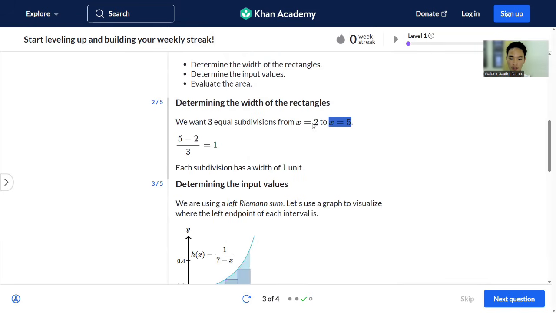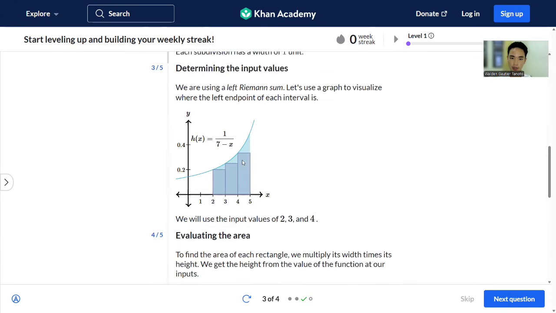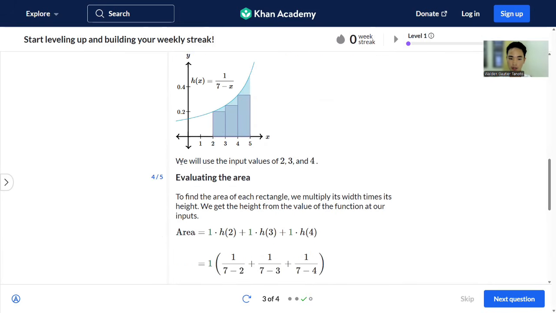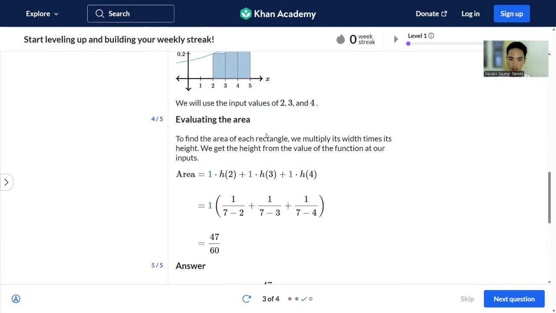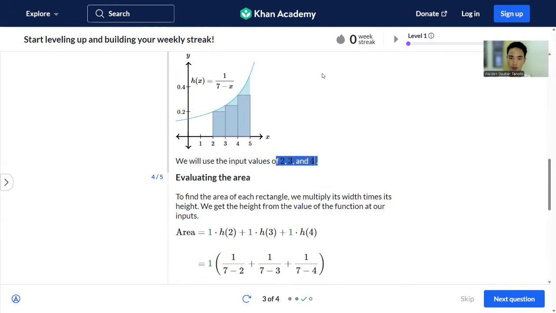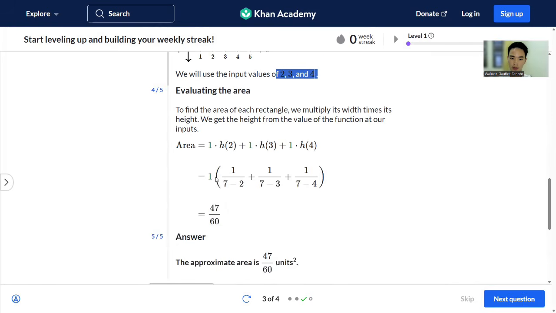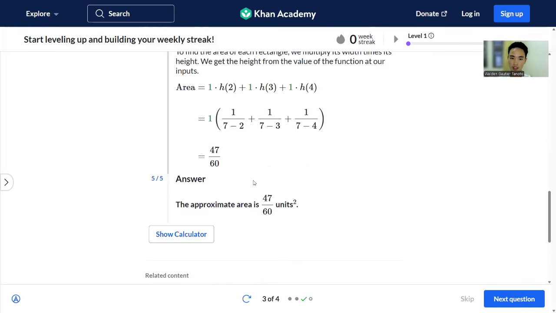5 minus 2 divided by 3 equals subdivision is 1. So each subdivision is 1 unit width. Then plug in the values of 2, 3, and 4. And then 1 times the value of the height equals the area.